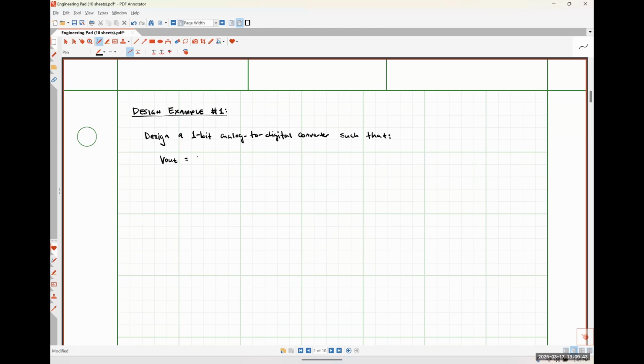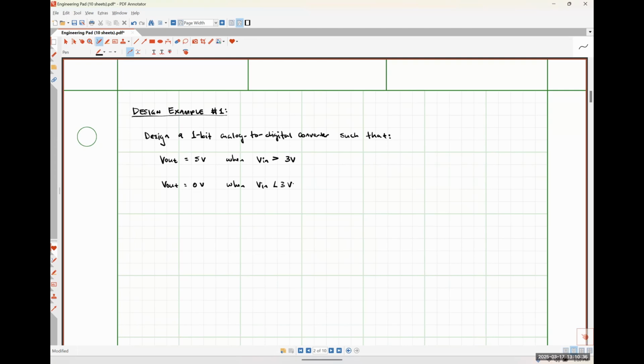V out is equal to 5 volts when V in is greater than 3 volts and V out is equal to 0 volts. So I'm having a digital high of 5 volts and a digital low of 0 volts when V in is less than 3 volts. So this is our first design project. Okay. So we've learned of a whopping 2 circuits to this point. So you have a 50-50 shot of just blindly guessing this and being correct.